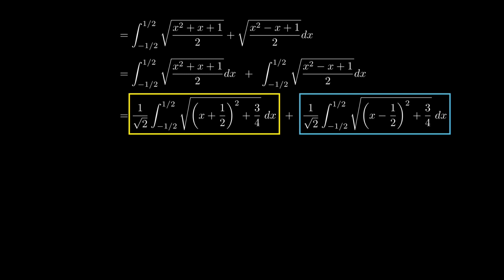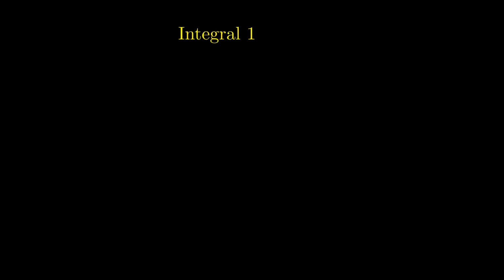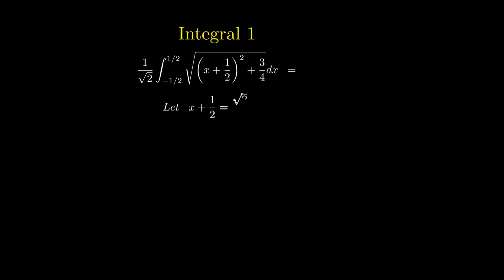The first integral, as has been expanded, we can try to solve it by looking at the x plus 1 over 2 squared component and equating it to root 3 over 2 tan theta, so that we can factor out the 3 over 4 component, and thus dx d theta now becomes root 3 over 2 sec squared theta, and therefore dx is root 3 over 2 sec squared theta d theta.